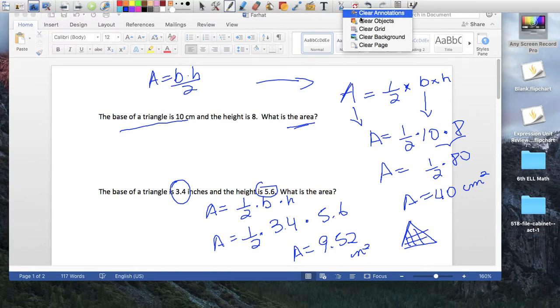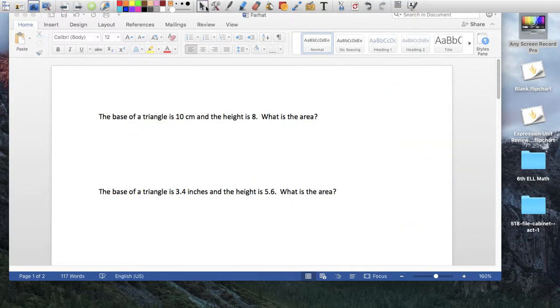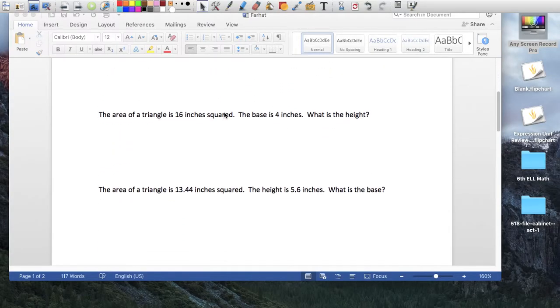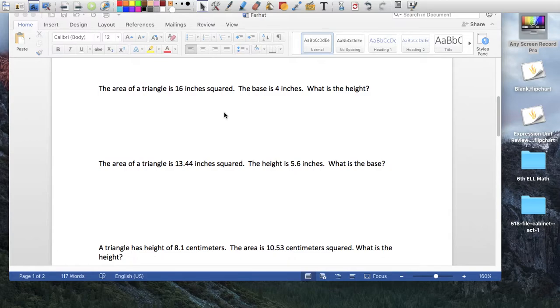Okay, so let's move on to the ones that you had trouble with. Now, again, it's a triangle question. So for triangle questions, you'll use this particular method. Okay, half times base times height and area. So in this case, the area is given to us. So A is going to be replaced by what? By 16. So area 16, half stays the same.